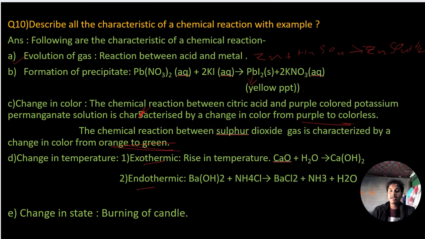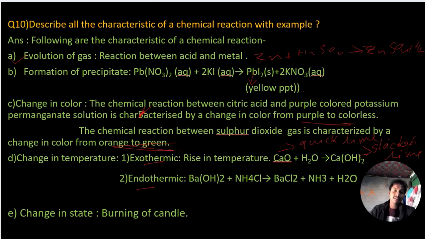called endothermic. Exothermic example: calcium oxide plus H2O gives us calcium hydroxide. This is slaked lime. Okay, you can say this is slaked lime, and CaO means quick lime. Quick lime. Okay, these are very important.